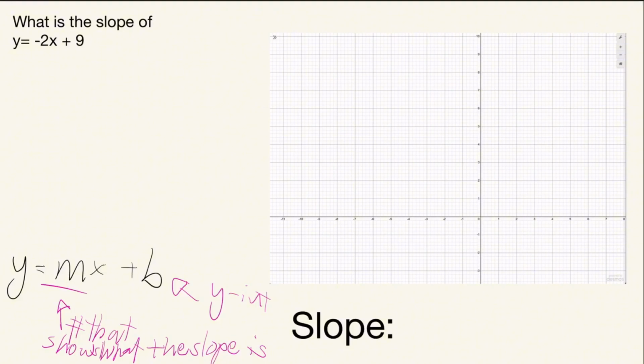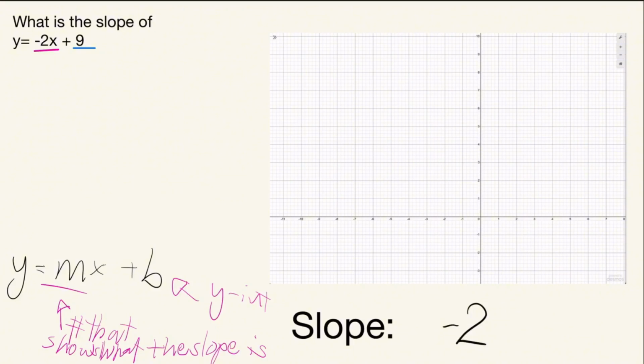So, it is y equals negative 2x plus 9. Meaning, let's do this. 9 is our y-intercept. Let me do that better. And negative 2x is our slope. So that already answers the question. Our slope would be negative 2.